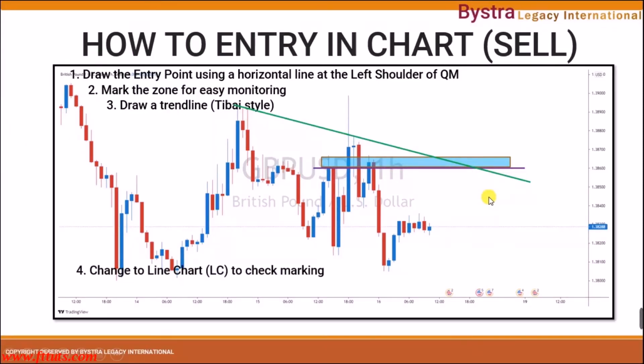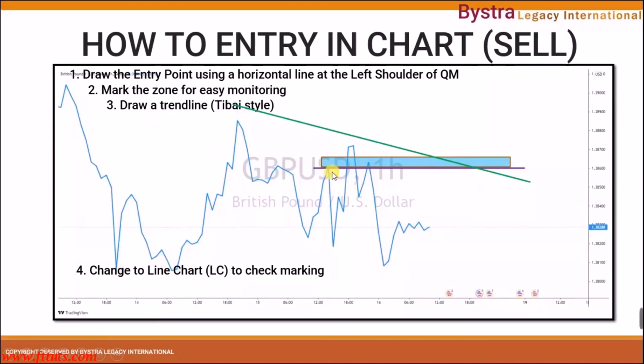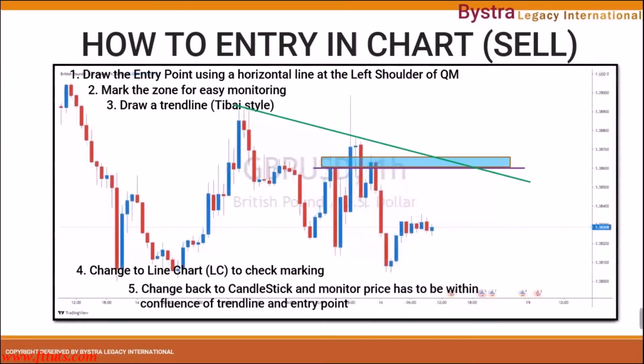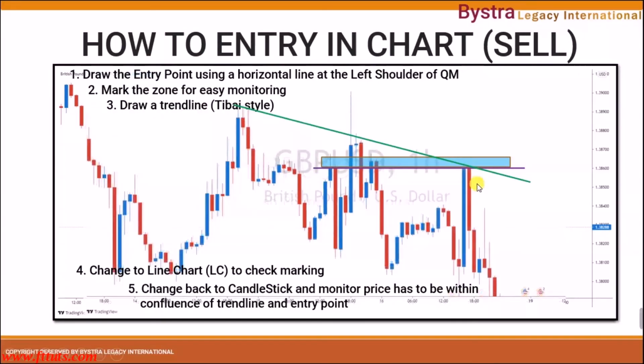Fourth, we change it to the line chart to check our marking. Is it correct? Yes, it's a high, low, higher high, lower low. Fifth, we change back to the candlestick and monitor that our price has to be within the confluence of the trend line and also our entry point. Okay, so now let's have a look. There we go. You can see that the price has reacted towards the confluence of this trend line and it is also at the entry point. So this is a very good QMC setup.